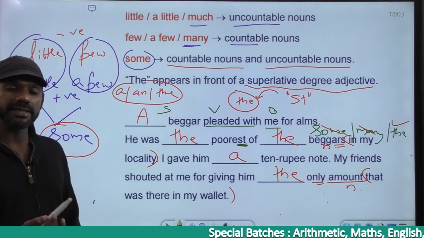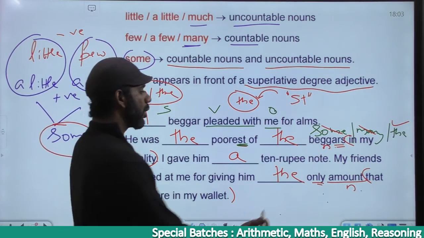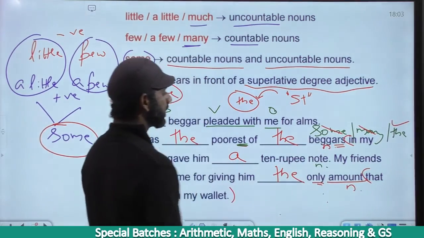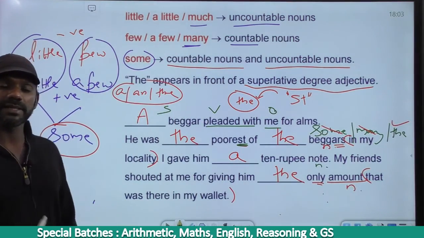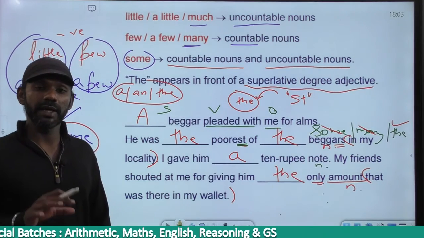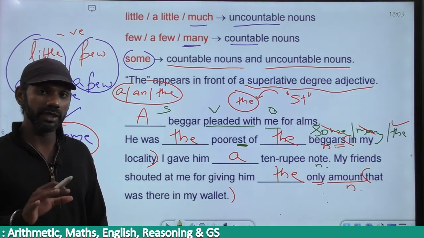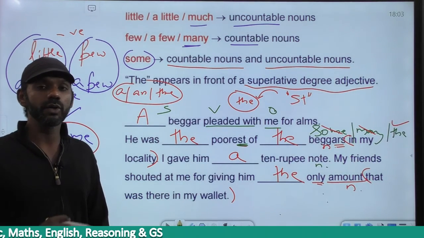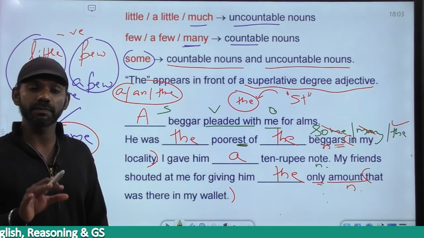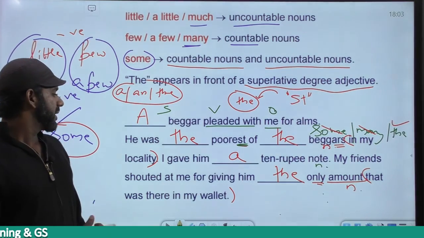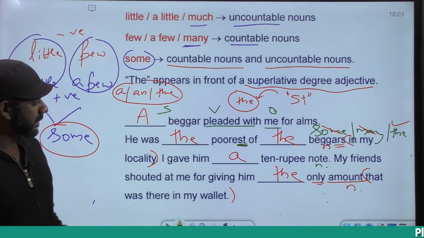I gave him a 10 rupee note. A 10 rupees note is a wrong usage. Note is a noun because of the article a. So 10 rupee becomes an adjective here. I told you an adjective cannot be used in the plural form. So a 10 rupees note is a wrong usage. It must be a 10 rupee note. Right.